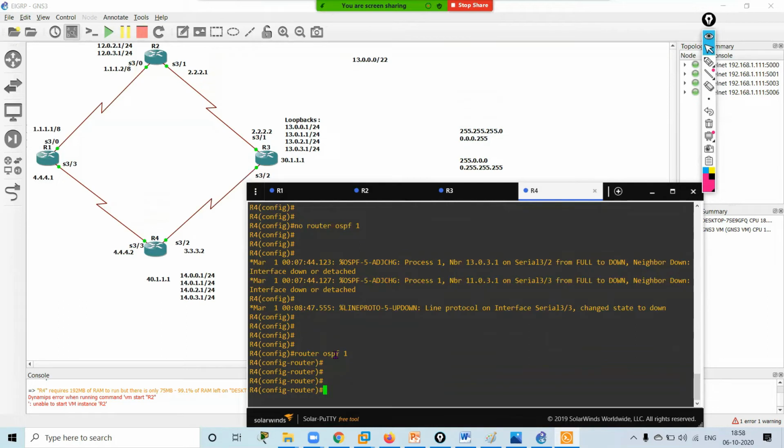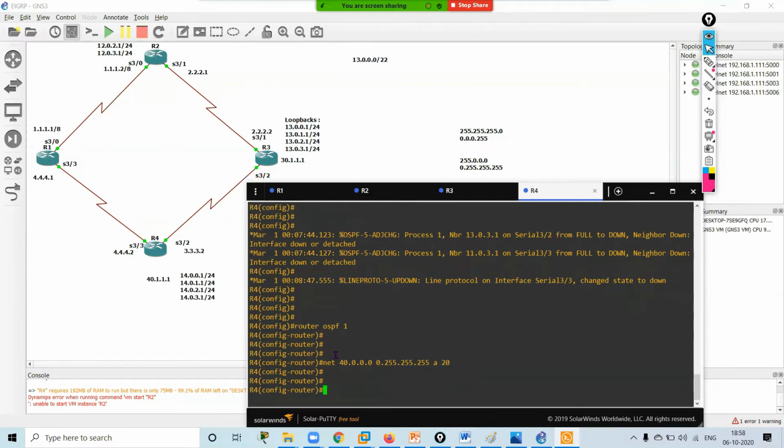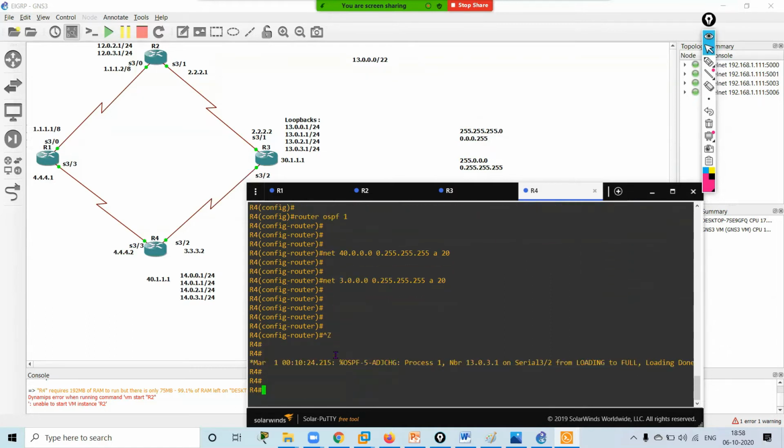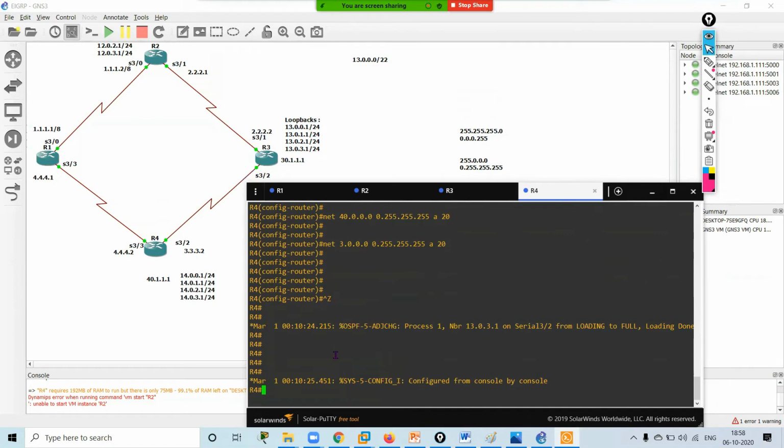Router OSPF 1. The 40.network will be in area 20, and my 3.network will also be in area 20. Okay, so this is how I've configured things.